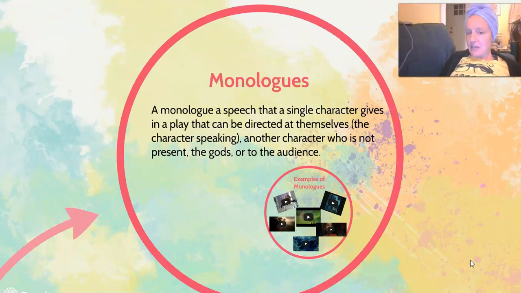So this is what we already talked about. A monologue is spoken by a single character. Typically, they're speaking to themselves. They're kind of articulating their thoughts. They're talking to the gods, especially in ancient Greek theater. They were often talking to the gods, or maybe they're talking to the audience, or maybe a combination of sorts. Every monologue is a little different, but you'll start to pay attention as you're watching and thinking about who is the audience for this monologue.